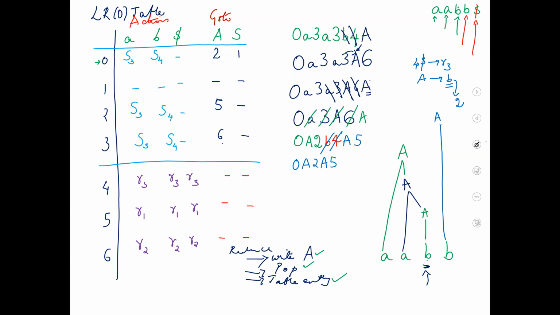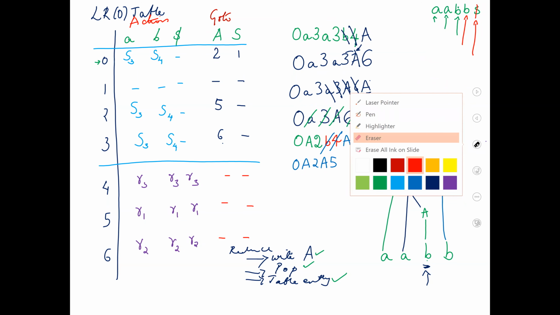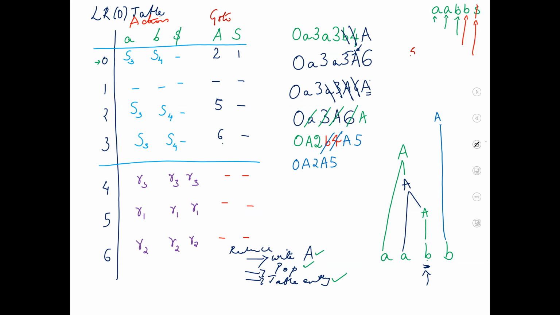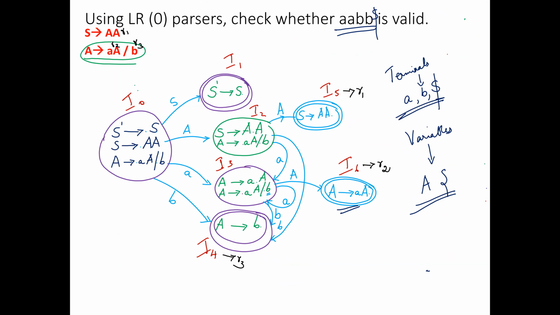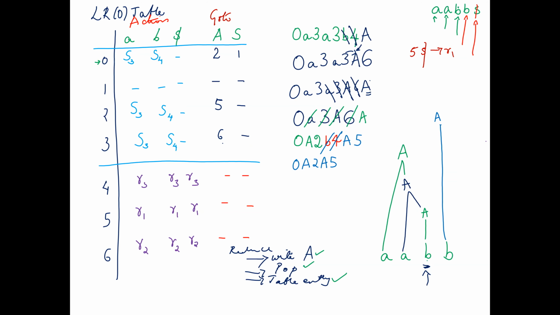Okay. $5 is again a rule. $5 is a rule. So which rule is $5? $5, they're telling me, it is a rule called R1. Let's find out what is R1. R1 is S should be made AA.